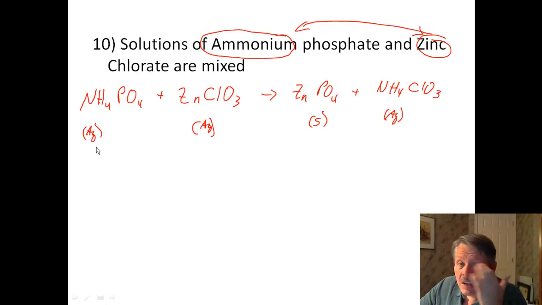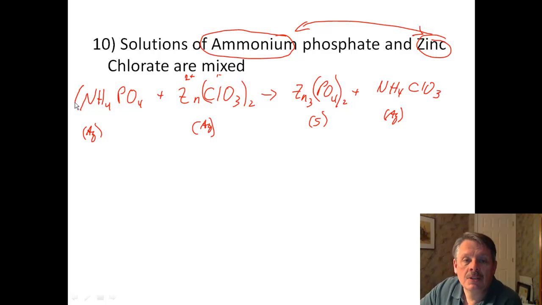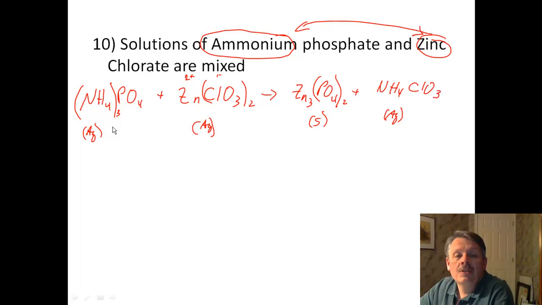All right, and now we have to balance. We have one ammonium on both sides. Oh, wait a minute, we didn't do that right. Zinc chlorate. Zinc is a +2. Chlorate's a 1-, so we have to have 2 chlorates. And zinc is a +2, phosphate's a -3, so we have to have 3 zincs and 2 phosphates. And NH4ClO3 works just fine. And ammonium phosphate, I missed that one, folks. Ammonium is a +1 and phosphate's a -3.